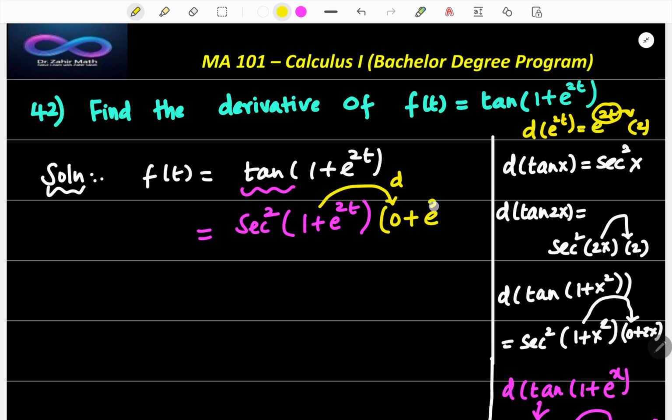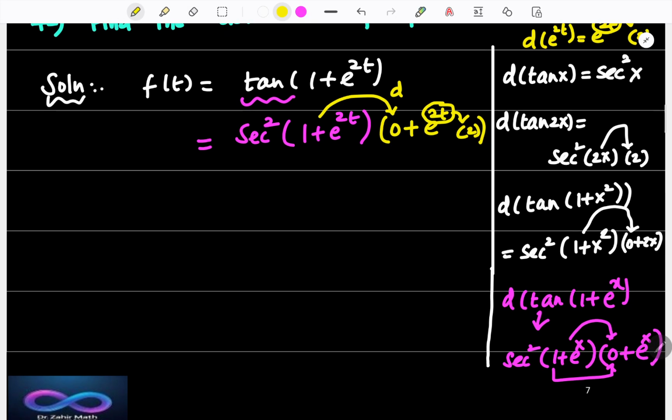So e power 2t, derivative of 2t is 2. Clear? Such a nice question, which is chain rule. You can say function of function. So this equals secant square (1 plus e power 2t) bracket open, 0 plus the same 2 e power 2t.